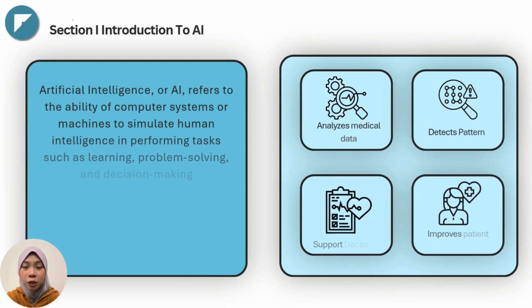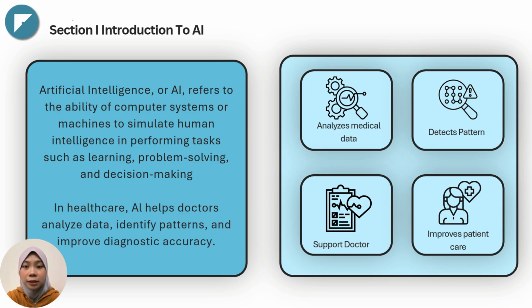Section 1 is Introduction to AI. Artificial intelligence, or AI, refers to the ability of a computer system or machine to simulate human intelligence in performing tasks such as learning, problem solving, and decision making. In simple terms, AI enables machines to process information and make decisions similar to humans. In healthcare, AI helps doctors analyze medical data faster and improve diagnosis accuracy.